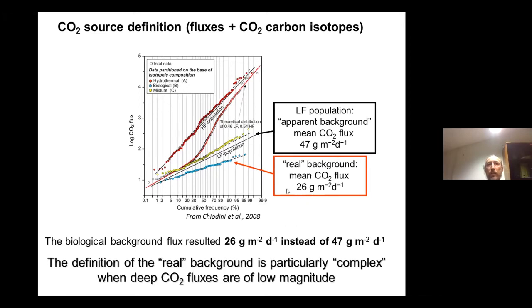So we have a real background of about 26 grams, which is very well in the range of the biological production. And we have an apparent background that is really a mixture of biological carbon dioxide and a low amount of deeply derived gas, which represents just an apparent background. So the definition of the real background is particularly complex, because deep fluxes can also be of low magnitude. When we have low fluxes of deep origin, we cannot use only the interpretation of the flux values to define the source of the gas. In this case, we need to couple the investigation of the flux with the investigation of the isotopic composition of the gas released.